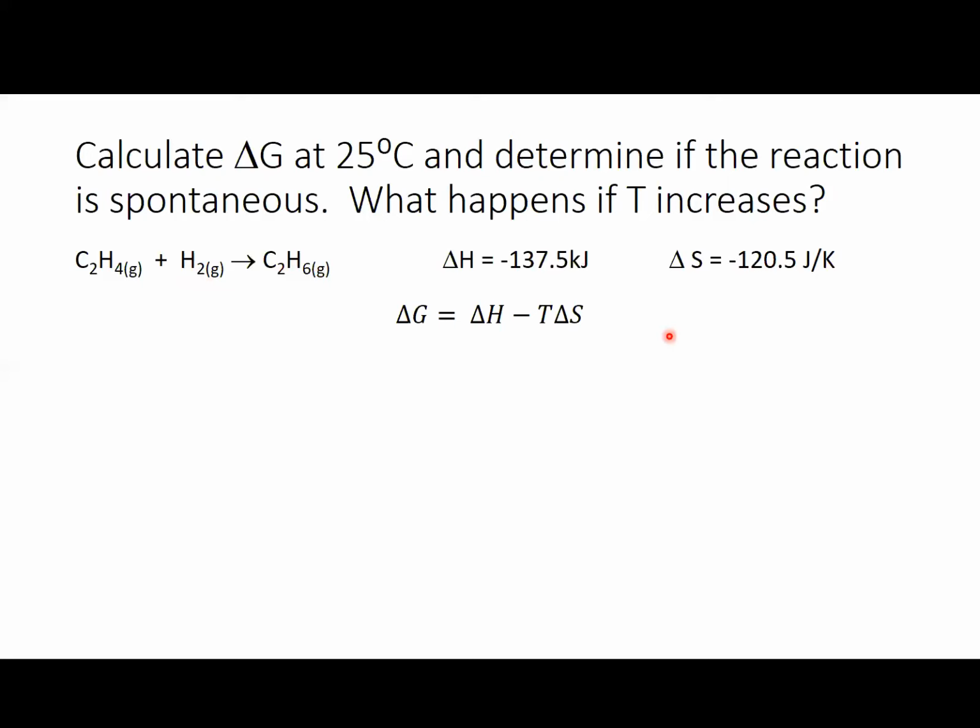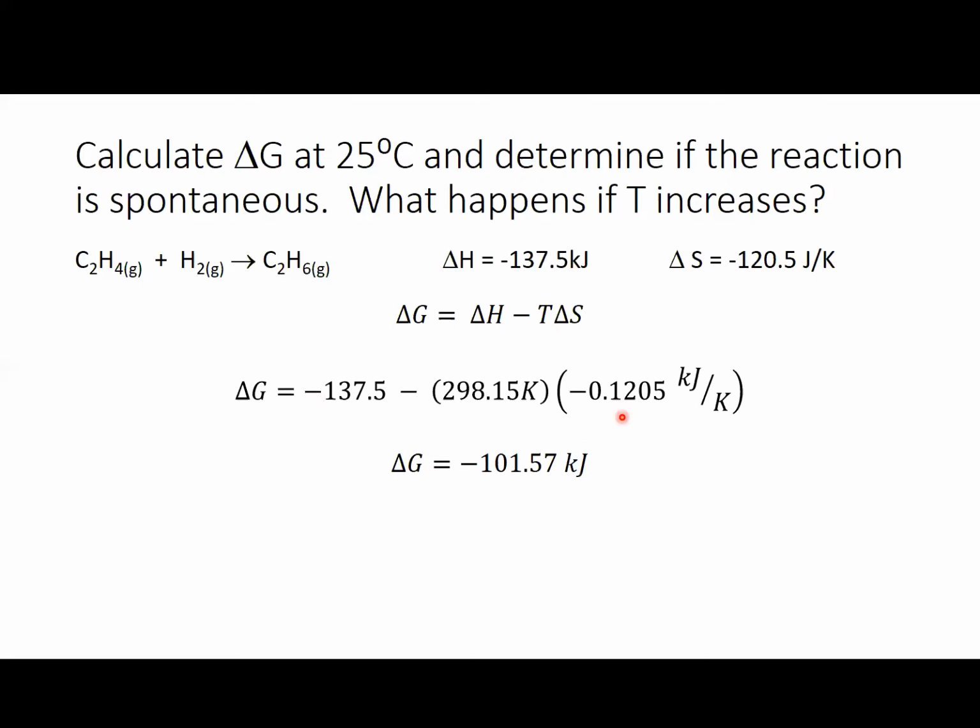So I'm going to use my delta G being equal to delta H minus T delta S. And I'm given this information here, this delta H and delta S. So I can plug this in here, plug this in here. The only difference is, notice that this is in kilojoules, and this is in joules per Kelvin. So I either need to turn this into joules or this into kilojoules. And I've opted to turn this one into kilojoules. So I divide this by 1,000, turn it into kilojoules. So negative 137.5 minus T delta S. Run that into my calculator, and I get negative 101.57.